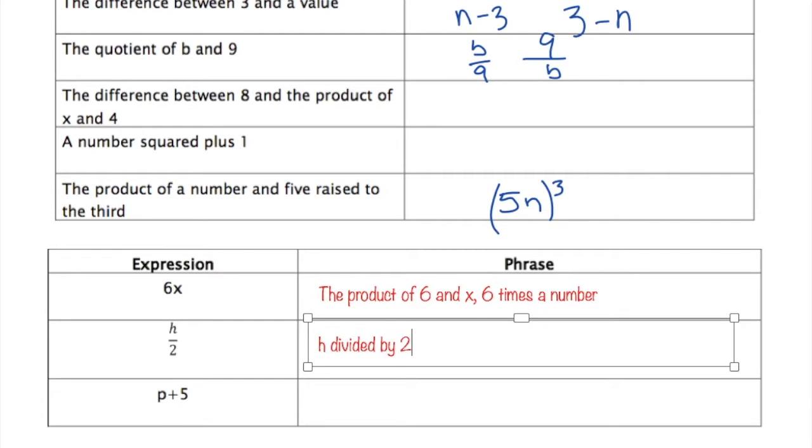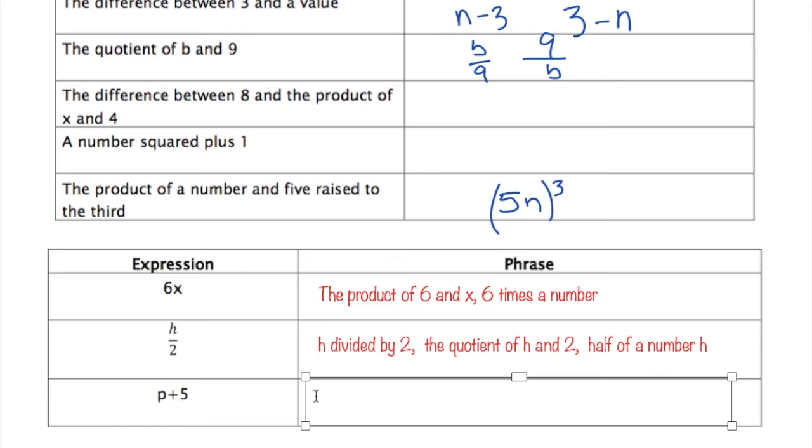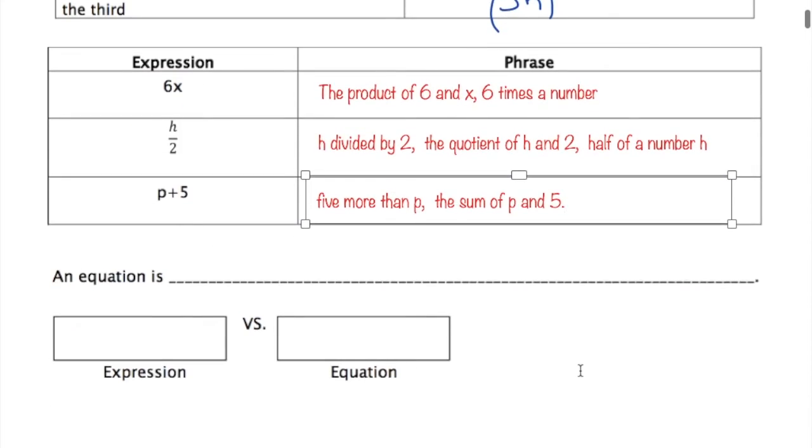h divided by 2 could be one way to write it. You could also say the quotient of h and 2, but that doesn't give us really an indication if it's h over 2 or 2 over h. A better way might be saying half of h. Dividing by 2 is the same as taking half of a number h. p plus 5 could be 5 more than p, or the sum of p and 5. Both of those would work.